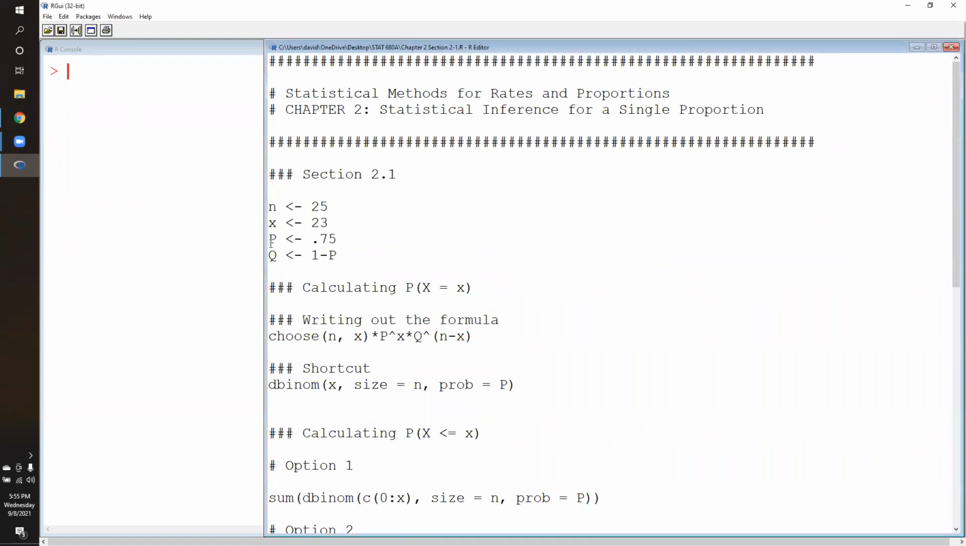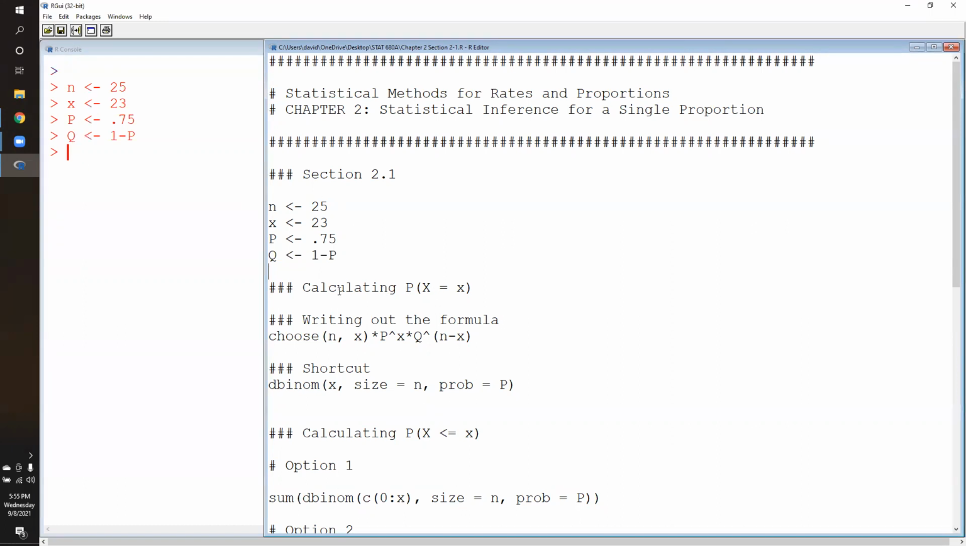We're going to have a fixed probability of success being 0.75. Q is our probability of failure, which is equal to 1 minus P. And we're going to be specifically looking at X being observed at the value of 23. So we have a binomial distribution where we want to talk about the number of successes in a fixed number of trials. And we can first start by running this in. So now we've defined N, X, P, and Q.